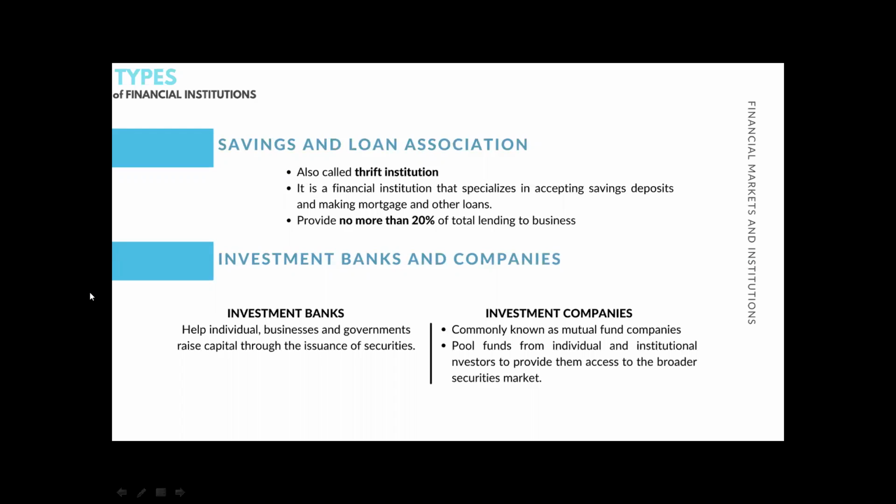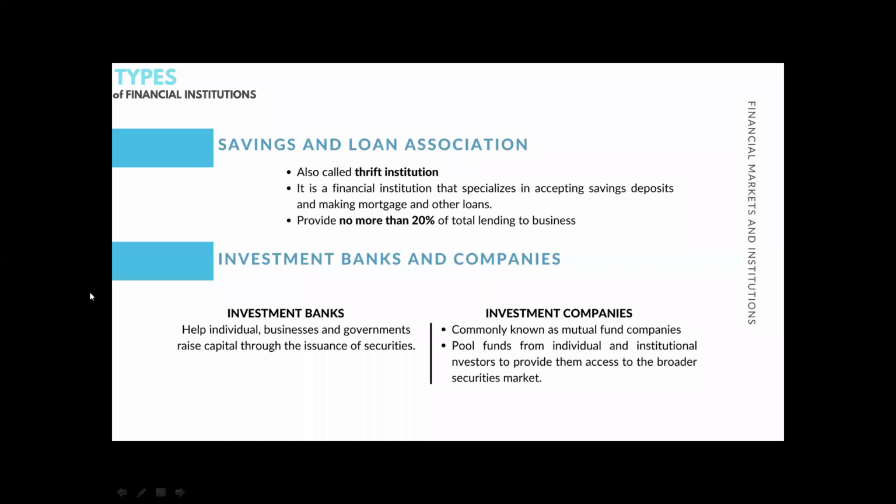So for the continuation of the major types of financial institution, the next one is Savings and Loan Association. It is sometimes called a thrift institution or simply a savings and loan. It is a financial institution that specializes in accepting savings deposits and making mortgage and other loans. It has unique legal restrictions as to how its assets can be used. It provides no more than 20% of total lending to business.